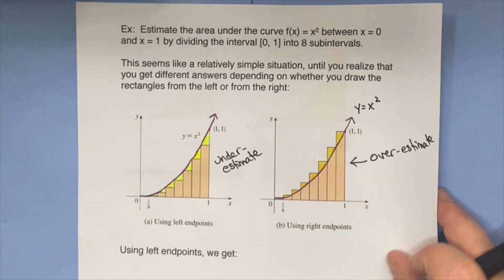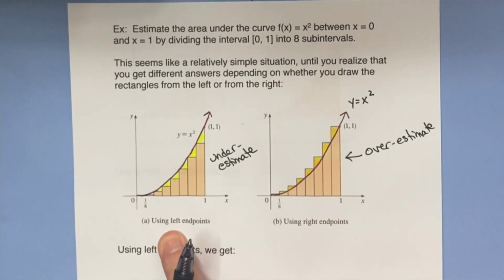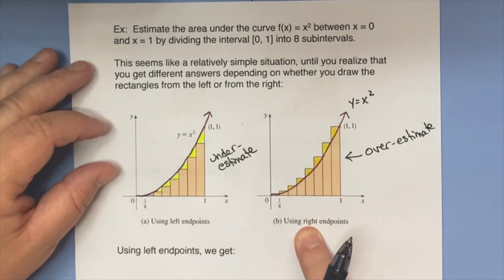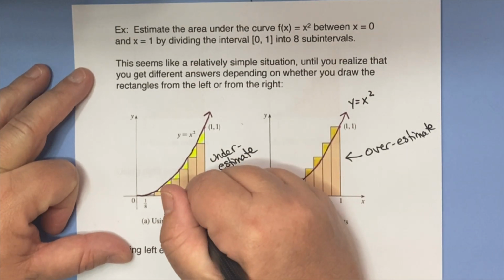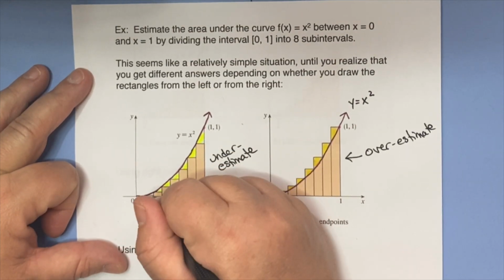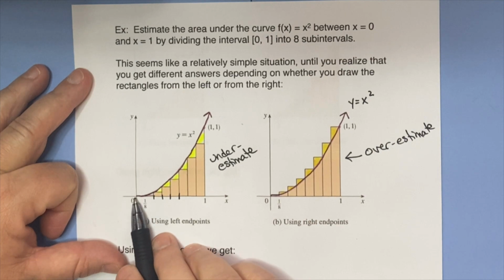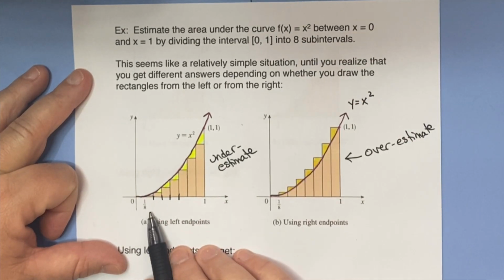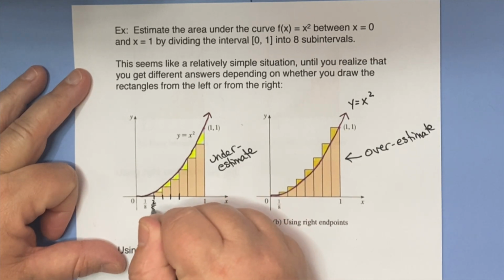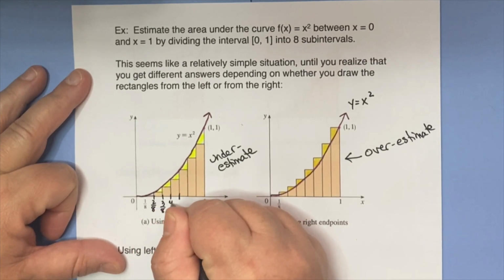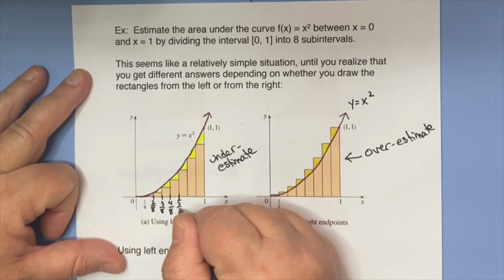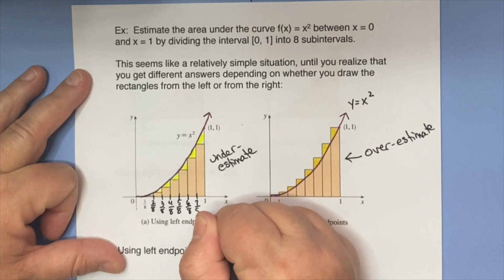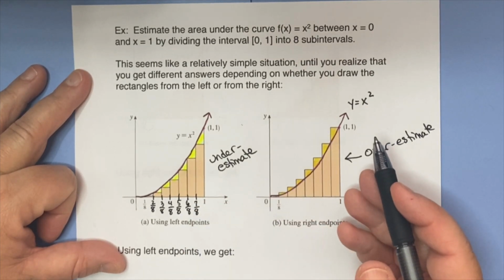So, why is this using left endpoints and why is this using right endpoints? So let's take a look at these different points. So this is 0 to 1. We're going to break it up into 8 subintervals, so each one is 1/8. So this is 1/8, 2/8, 3/8, 4/8, 5/8, 6/8, 7/8, and then 1, which is 8/8, right?